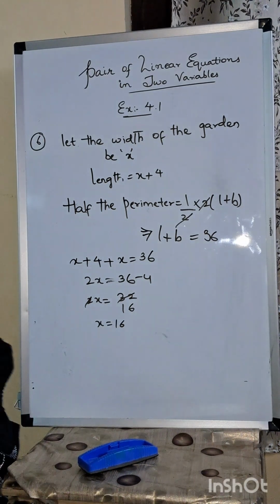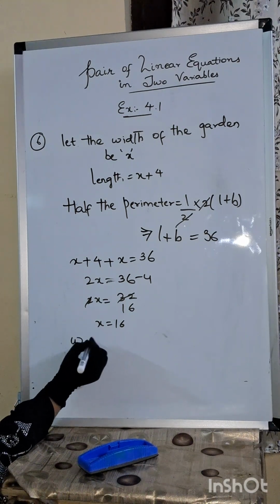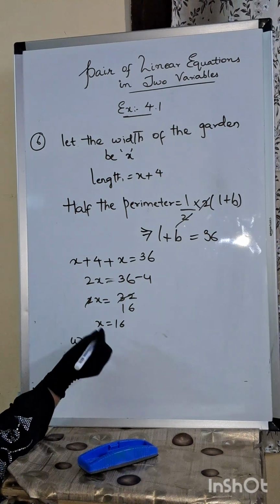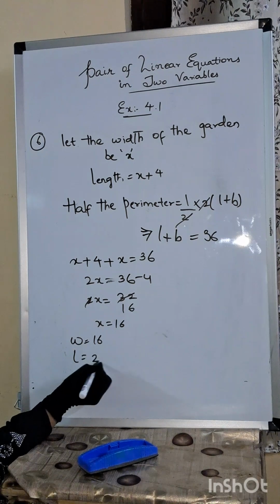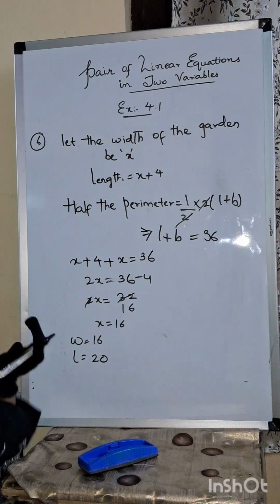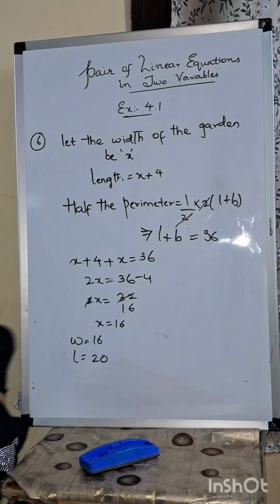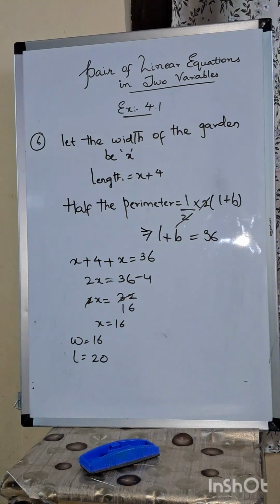If X is equal to 16, then what is the length? Here width is how much? 16. Length is how much? 16 plus 4. That is nothing but 20, right? We got length, we got breadth. Okay. Next, we have to write the main equation as x plus y is equal to 0, right? Now we got the value of x and we got the value of length, right?